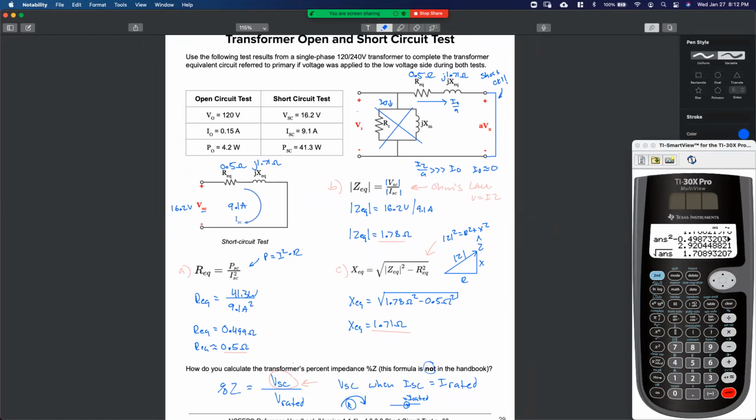We have V short circuit. Careful, Brian. Remember, percent impedance, it's not... during the short circuit test, I can apply any voltage I want, and I can use that current and the measured power to calculate REQ and JXEQ, because they're all going to be proportional. The current that I measure and the power that I measure, it's going to be proportional to the voltage with respect to these formulas.